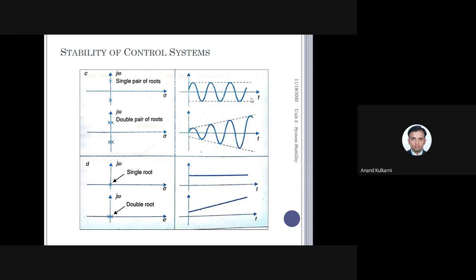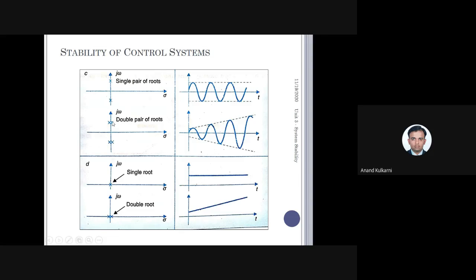Now, if your criteria is that a limitedly stable system is also unstable only, we don't require that category. If you want to classify the system into only two categories, stable and unstable, then a limitedly stable system also comes under the unstable category. But if your idea is broader, that means if you have three categories, stable, limitedly stable, and unstable, then this comes under the second category, that is limitedly stable.